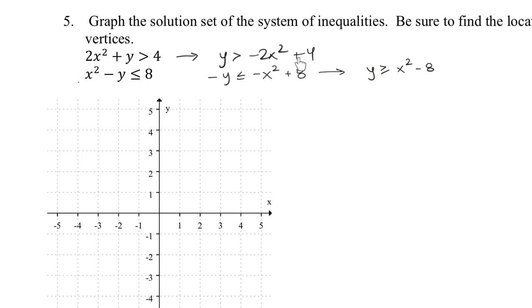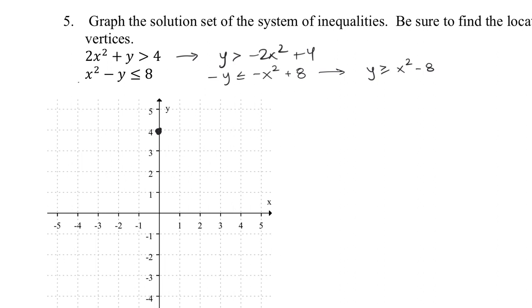This one's been moved up 4, flipped upside down, and a little bit skinnier. This one's down 8 units because this minus 8 is outside the function, so it's a vertical shift down 8 units. This is a vertical shift up 4 units. Let's do this top one. So the vertex of a parabola is at 0, 0 unless there have been transformations that move it left, right, or up and down. There's nothing inside the function that's moving it left or right, but the plus 4 moves it up 4. So it has a vertex at 0, 4.